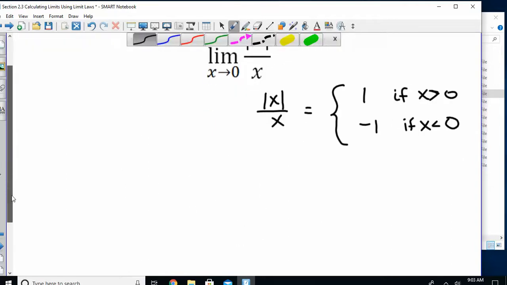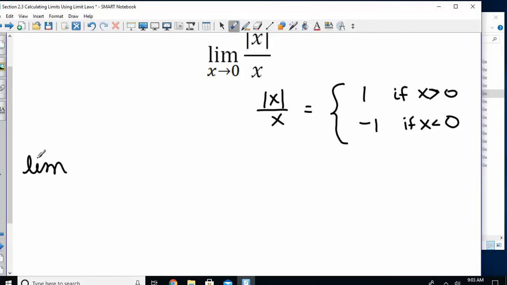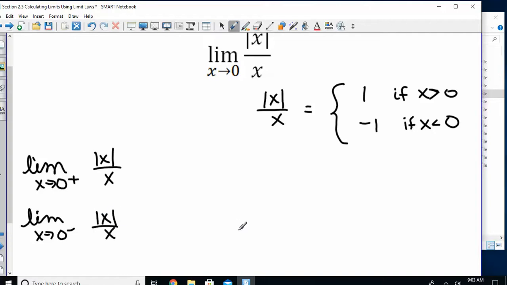Okay, so because I have different rules from the left and the right, we have to do the limits separately. We're going to do the limit as we approach 0 from the right, and the limit as you approach 0 from the left. If we approach from the right, my x's are greater than 0, so that means I have the first rule. So my function is just equivalent to 1. And the limit of a constant is the constant, so this is just equal to 1.